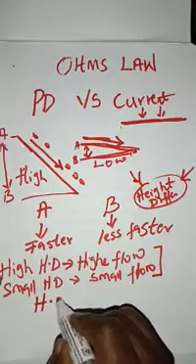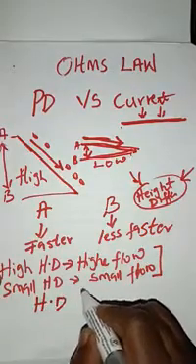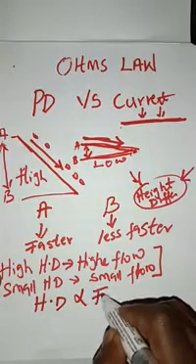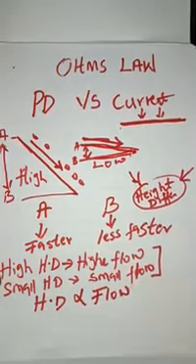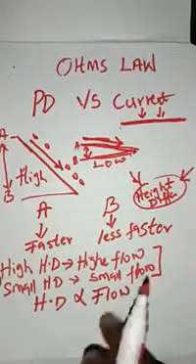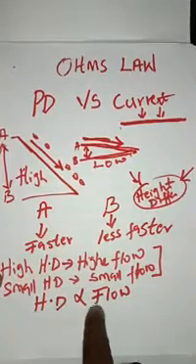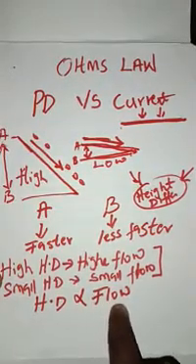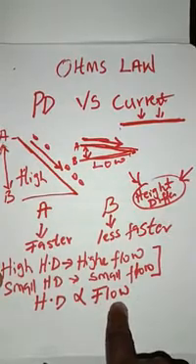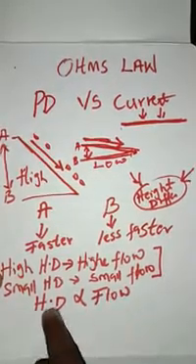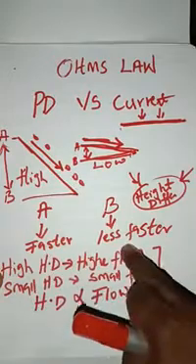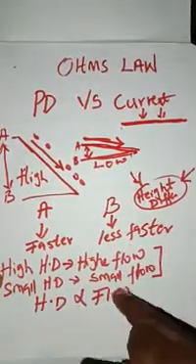Height difference and flow. We can say that height difference is directly proportional to flow. You understand? When we say height difference is directly proportional to flow, if this one is high, this one is also high. If this one is low, this one is also low.